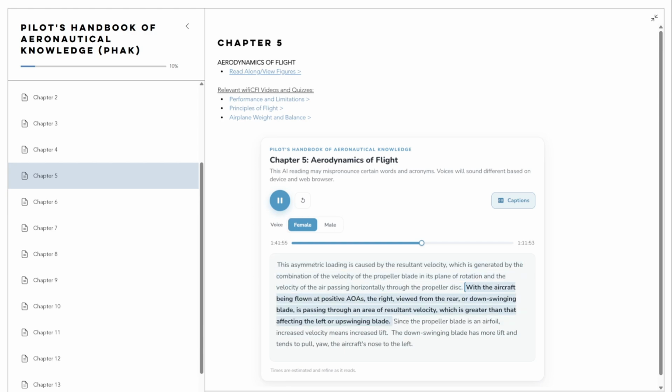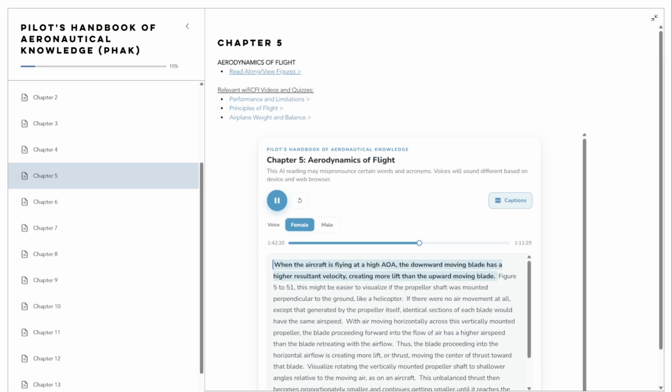With the aircraft being flown at positive AOAs, the right, viewed from the rear, or down-swinging blade, is passing through an area of resultant velocity, which is greater than that affecting the left or upswinging blade. Since the propeller blade is an airfoil, increased velocity means increased lift. The down-swinging blade has more lift and tends to pull, yaw, the aircraft's nose to the left. When the aircraft is flying at a high AOA, the downward moving blade has a higher resultant velocity, creating more lift than the upward moving blade.